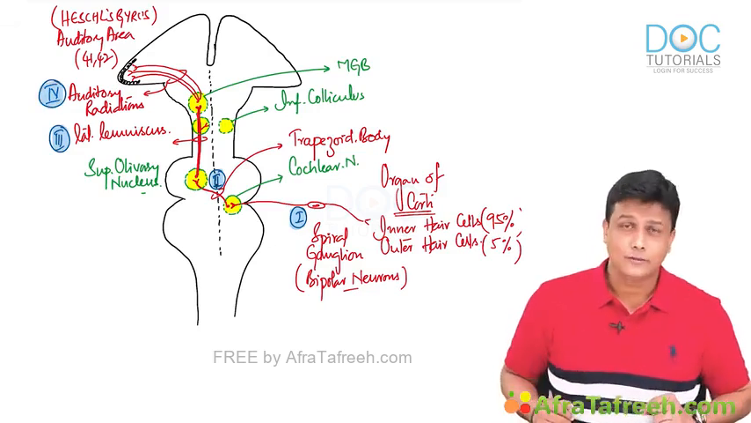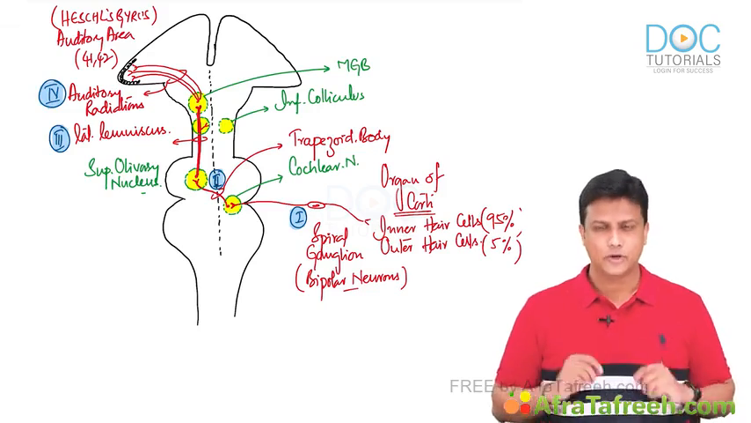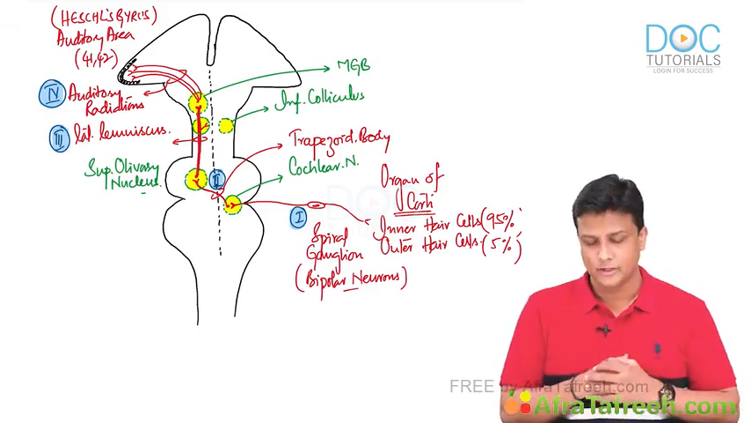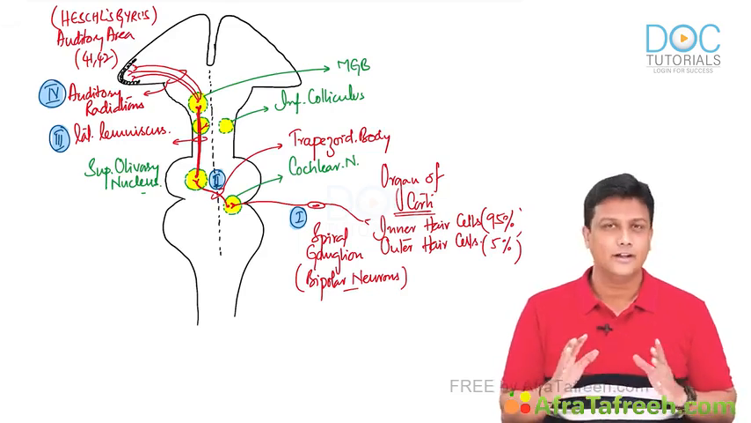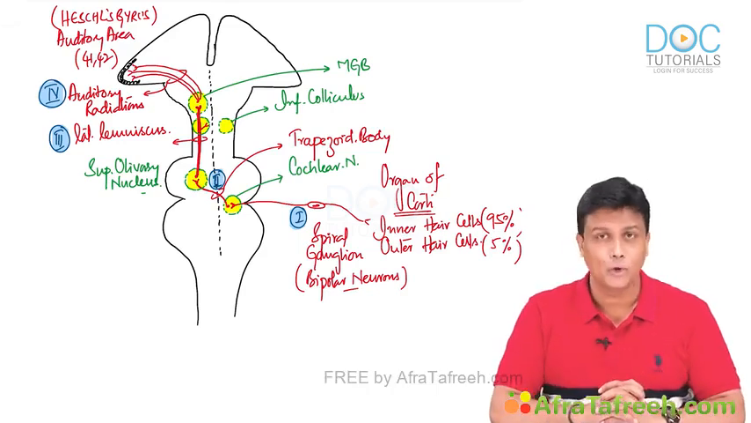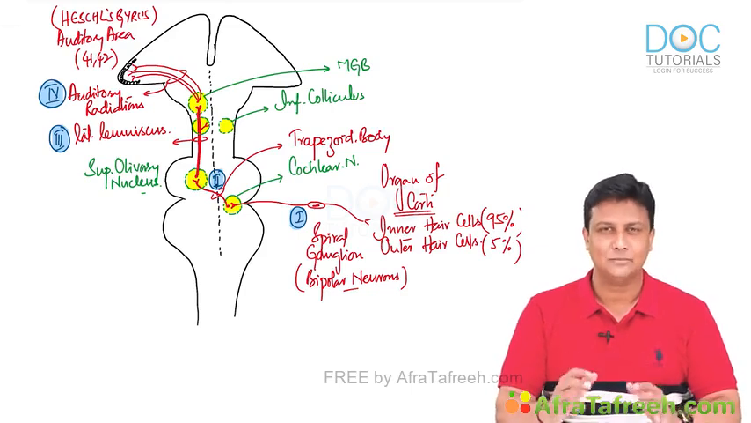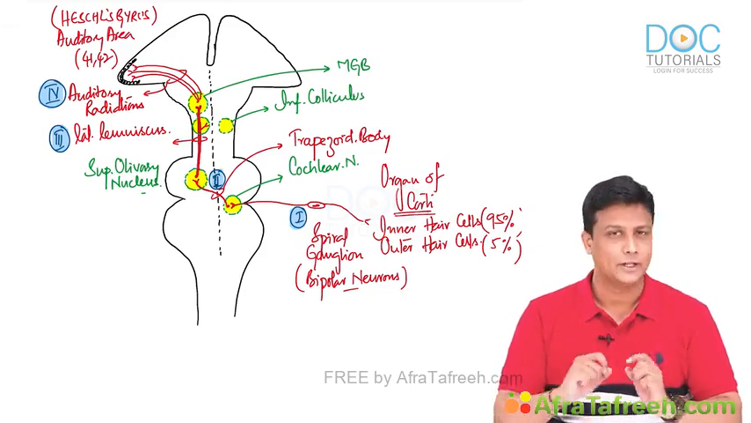So spiral ganglion along with bipolar neurons, they are going to contribute the first order neuron, trapezoid body, second order neuron, lateral lemniscus, that is the one which is going to form the third order neuron, and auditory radiations are the one which is going to form the fourth order neuron. So that completes your entire auditory pathway.